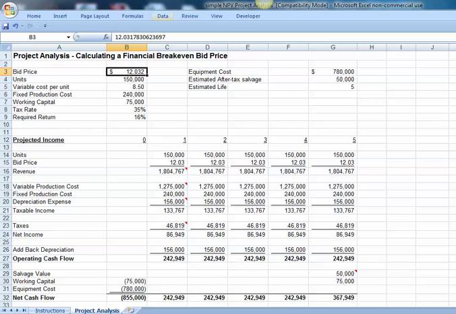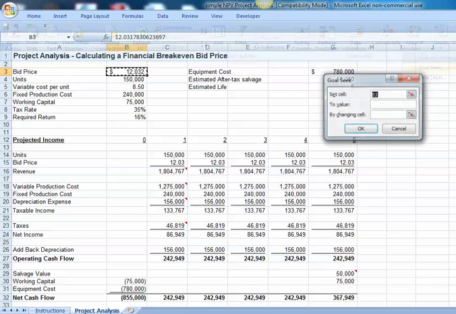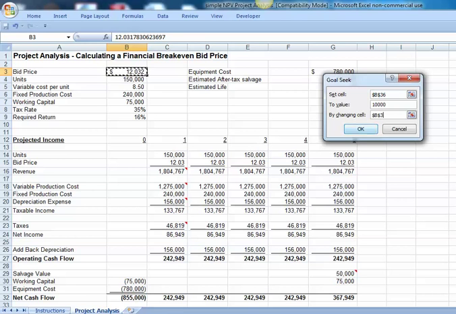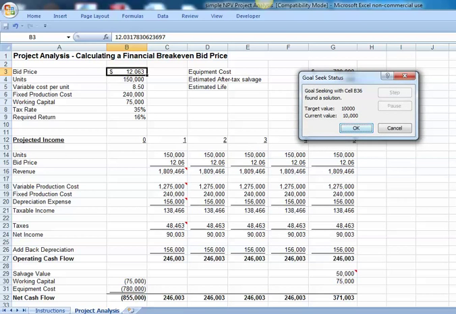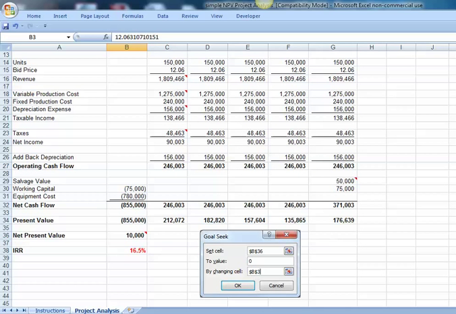We could have also picked a different one. We could have said data, what if, goal seek, how much would we need to set our net present value? Let's say we wanted to have a net present value of $10,000. And again, by changing the bid price. And we can see we would need basically $12.06 to achieve that net present value.